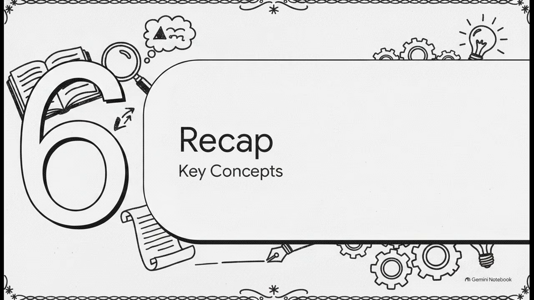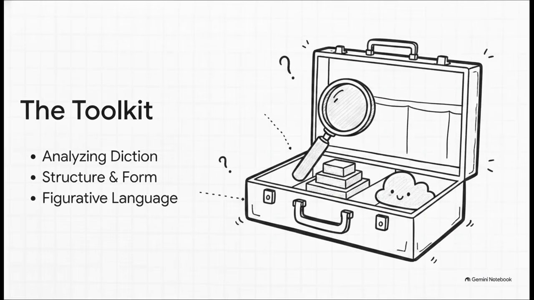Section 6. Recap of key concepts. Let's do a swift run-through so the main tools we've acquired today are completely fresh in your mind. First, analyzing diction. That's weighing individual words and their hidden connotations to discover the tone. Second, structure and form, examining how lines and stanzas literally shape the author's message. And finally, figurative language, decoding the surprise in similes, metaphors, and personification.